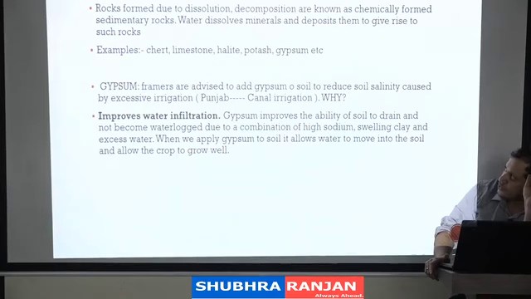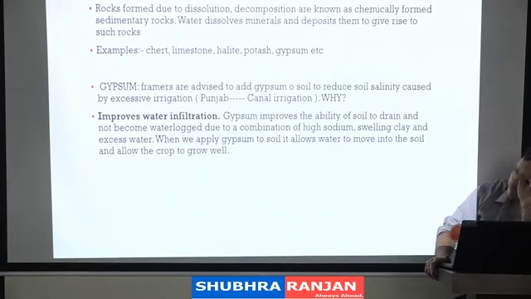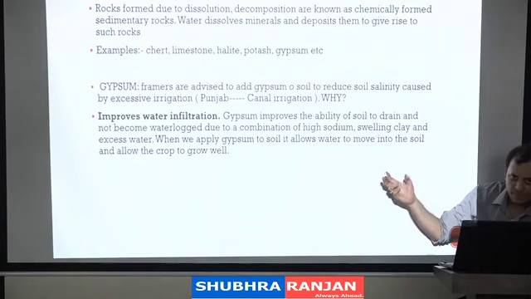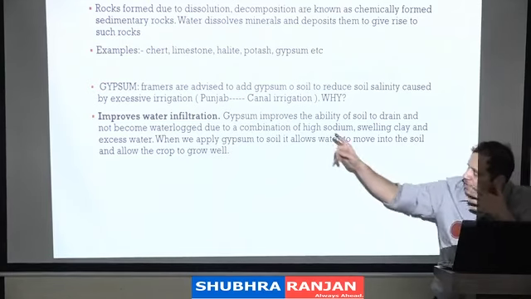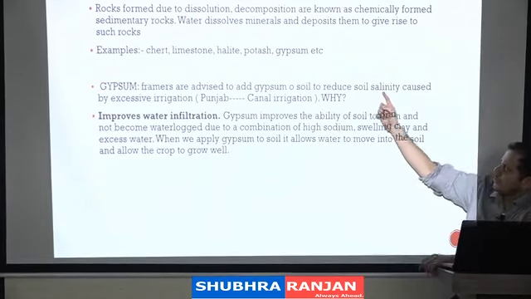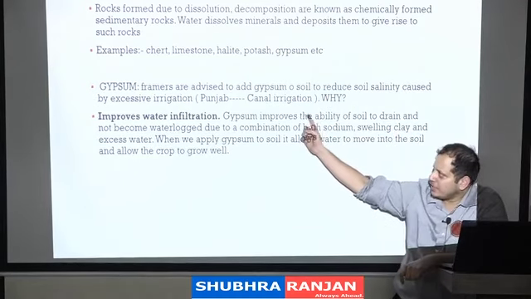Rocks formed due to dissolution, decomposition are known as chemically formed. Example is chert. Chert matlab it is kind of a salt pan only, salt rock only. Limestone, halite, potash, gypsum, etc. I asked you about the gypsum. Farmers are advised to add gypsum to the soil to reduce soil salinity caused by excessive irrigation.